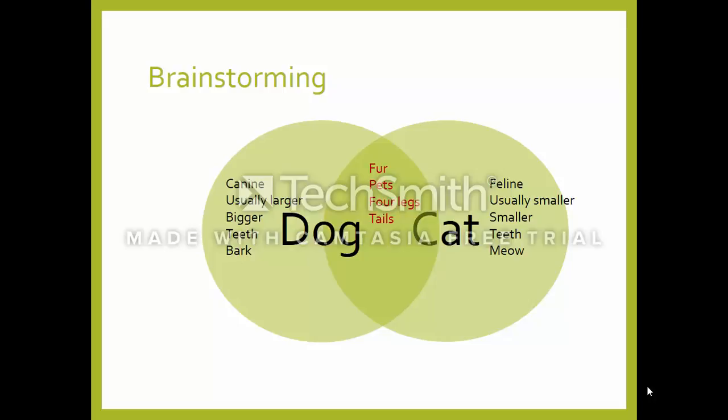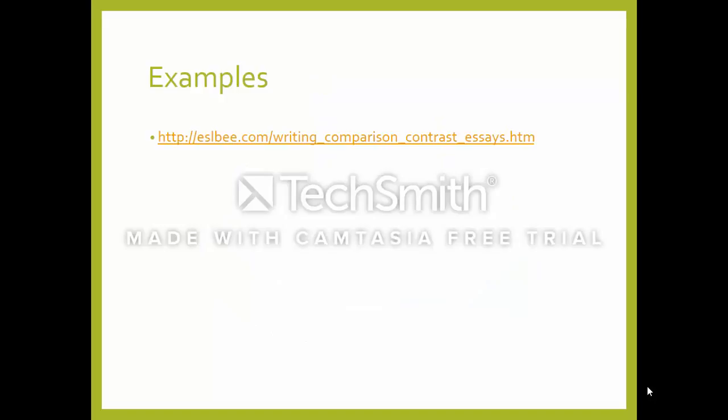Then on the outside, you see in the black text, I've used that parallel structure I was talking about to say how they're different. So one is a canine, one is a feline, one is usually larger, one is smaller, although that's not always the case. So it's usually as a qualifier. Dogs have bigger teeth than cats, and then dogs bark and cats meow. So again, using a Venn diagram, you can show how they're similar and then different, and you can use this as a brainstorming technique.